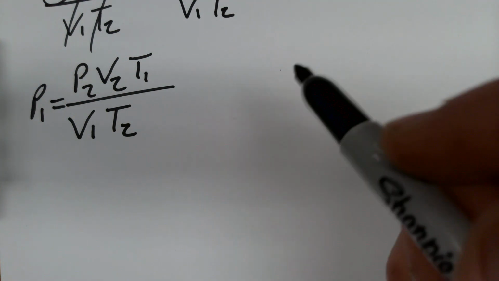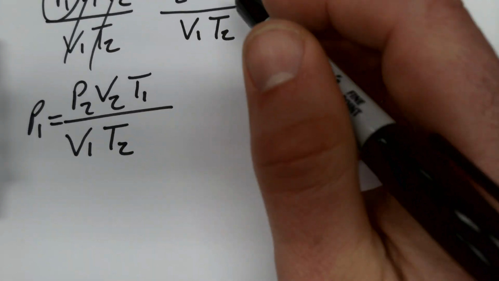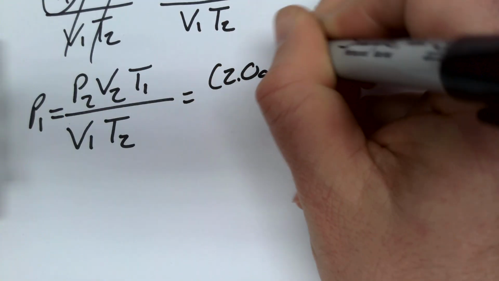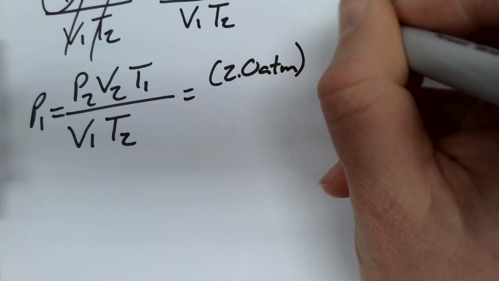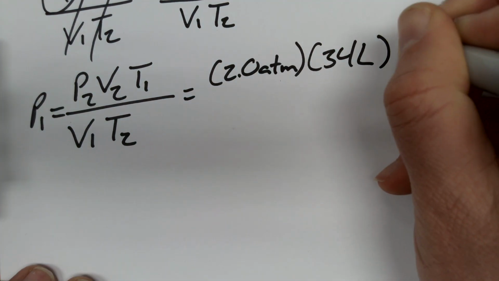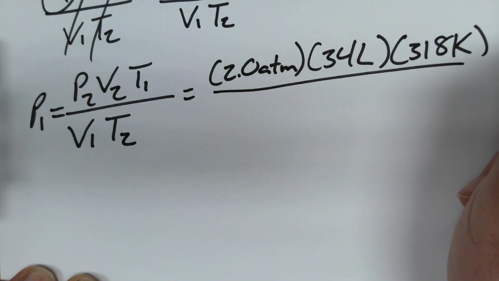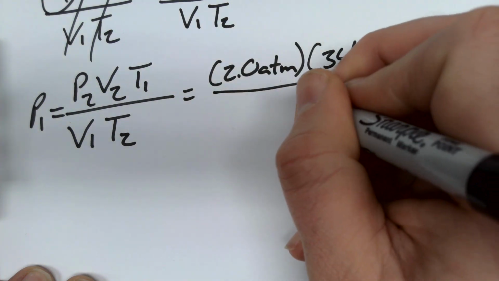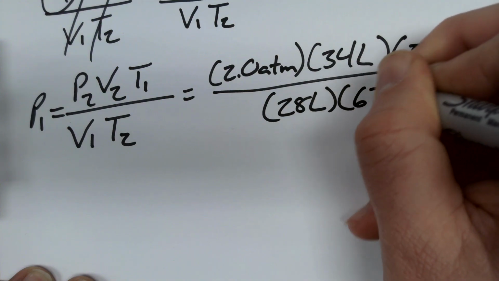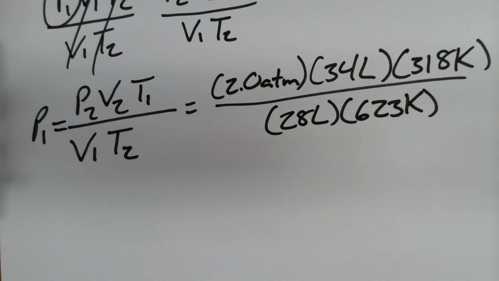So, now that I have my equation, I have my variables, all I got to do is plug them into my equation. P2, that's 2.0 atmosphere. V2, that's our 34 liters. Our T1, that's our 318 degrees Kelvin. Divide that by V1, which was 28 liters, times T2, which is 623 degrees Kelvin. Everyone agree how we set that up?